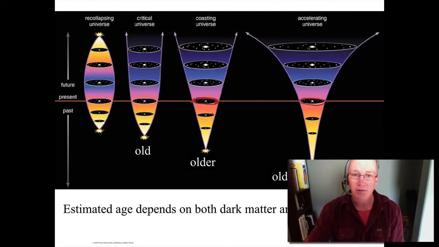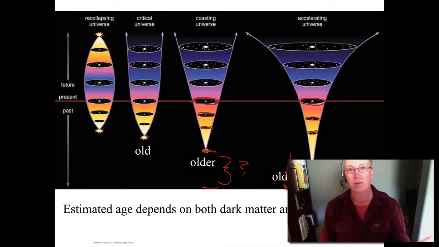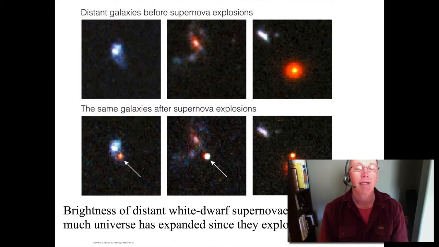If you're in a coasting universe, then you get smaller faster than you do in an accelerating universe, which means that pushes the origin, the date of the origin of the universe back in time. So if we can measure the age of the universe, we can figure out this discrepancy here and figure out if we're in the accelerating universe or the coasting universe. Now, how are we going to do this?